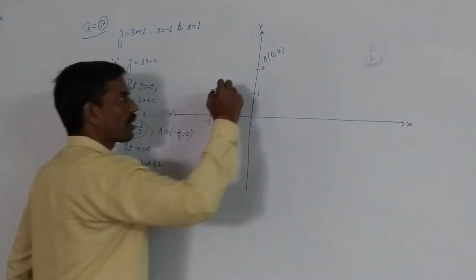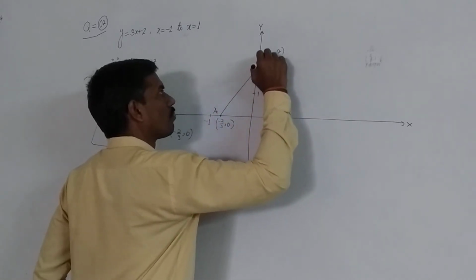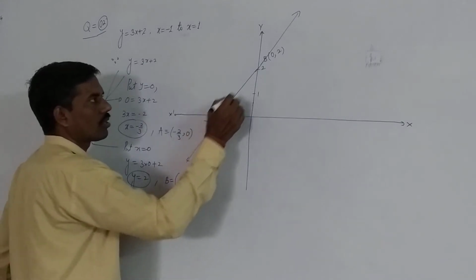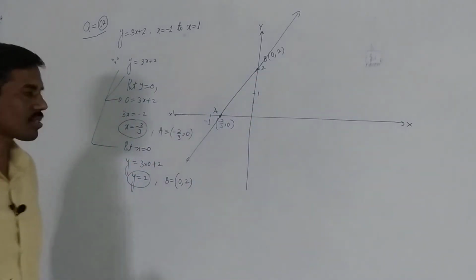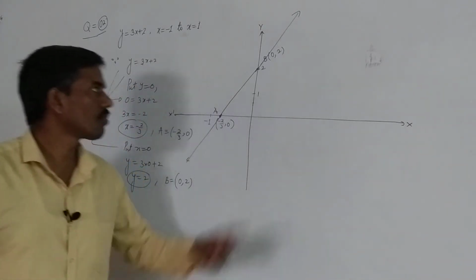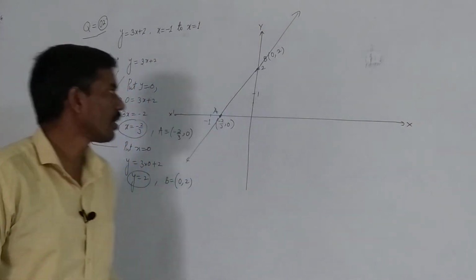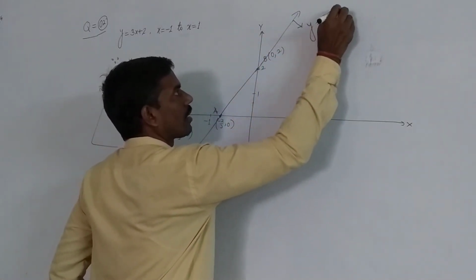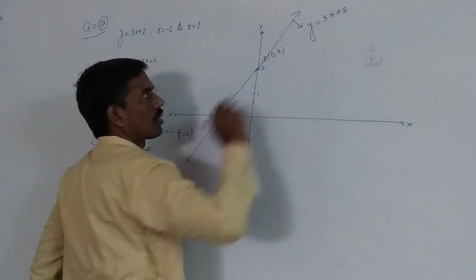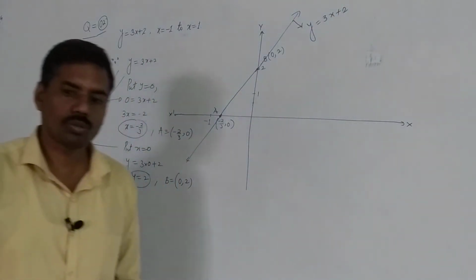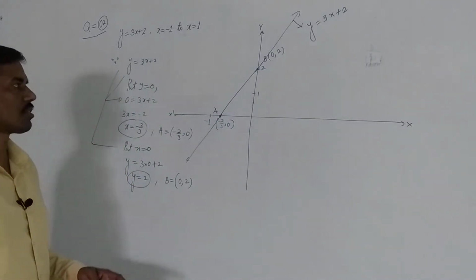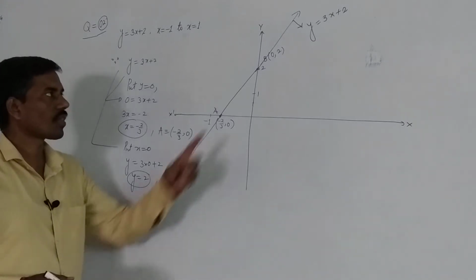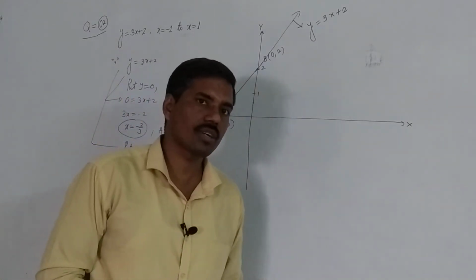So if we join points A and B, we get a straight line which is passing through the points A and B, whose coordinates are minus 2 by 3, 0 and 0, 2. So the equation of this line is y is equal to 3x plus 2, the equation of a line passing through the point A, whose coordinates are minus 2 by 3 and 0, and the second point B, whose coordinates are 0 and 2.